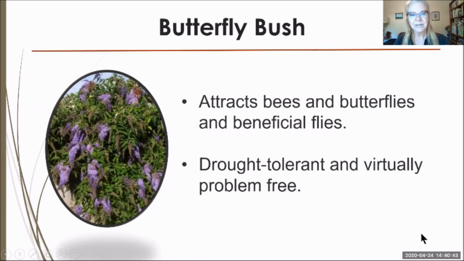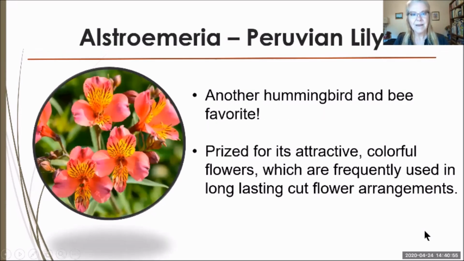Butterfly bush. So another non-native, but boy, it attracts bees and butterflies and beneficial flies. It's drought tolerant and virtually problem-free. And then we have Alstroemeria, sometimes called Peruvian lily, non-native, but this one's great. It's another hummingbird and bee favorite. It's prized for its attractive, colorful flowers, which are frequently used in long-lasting cut flower arrangements.